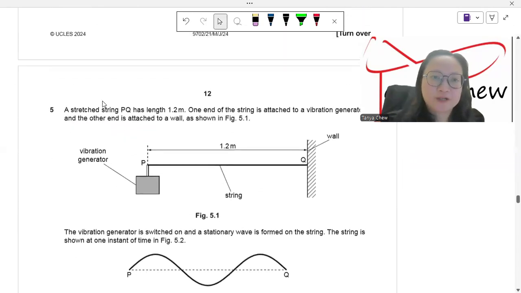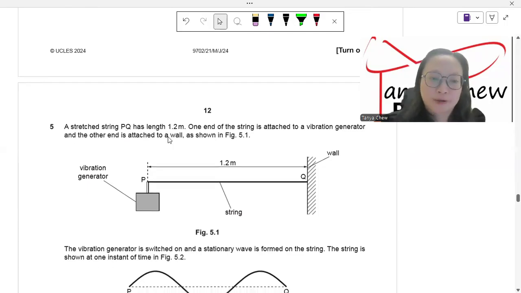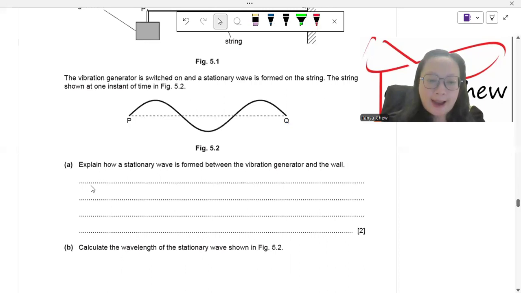Question number 5. A stretched string PQ has length 1.2 meter. One end of the string is attached to a vibration generator and the other end is attached to a wall as shown in Fig 5.1. Vibration generator is switched on and a stationary wave is formed on the string. The string is shown at one instant of time in Fig 5.2. A. Explain how a stationary wave is formed between the vibration generator and the wall.